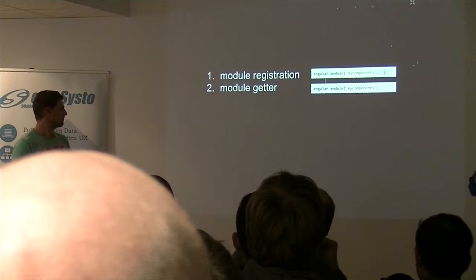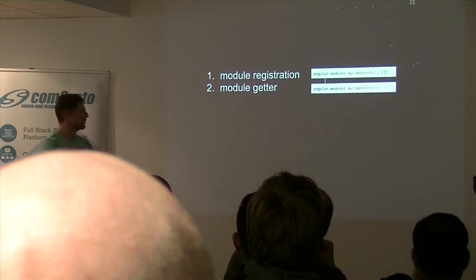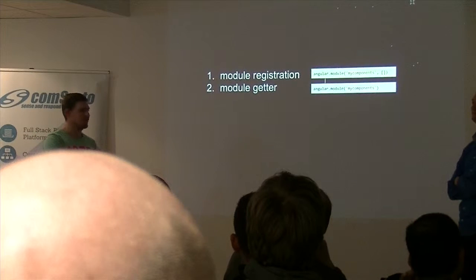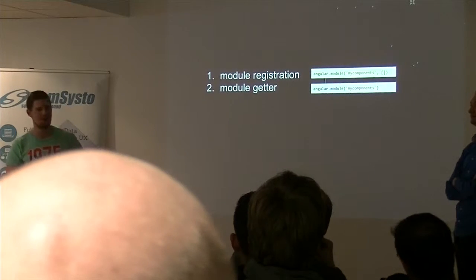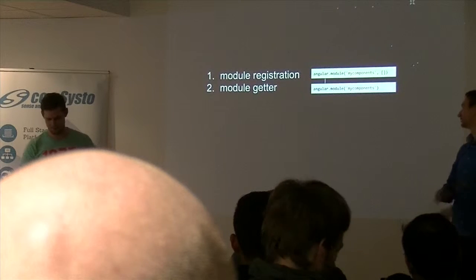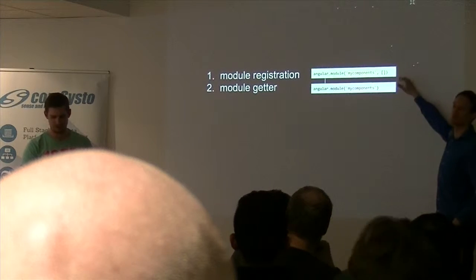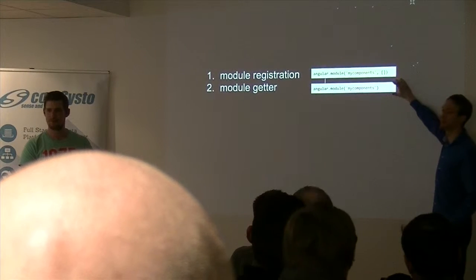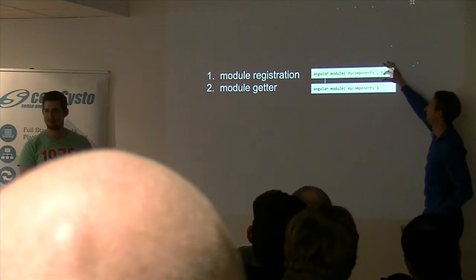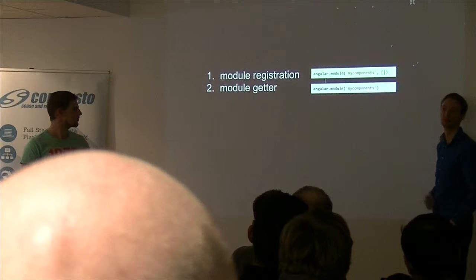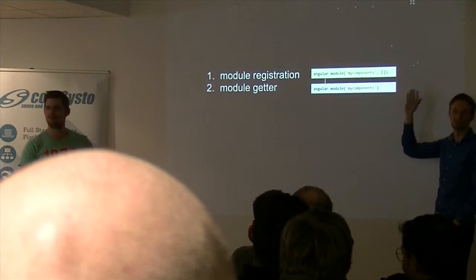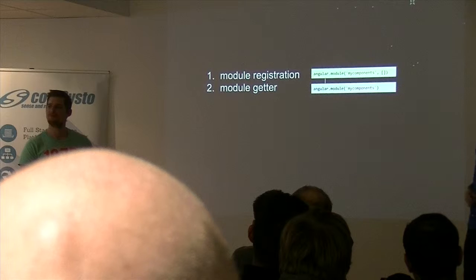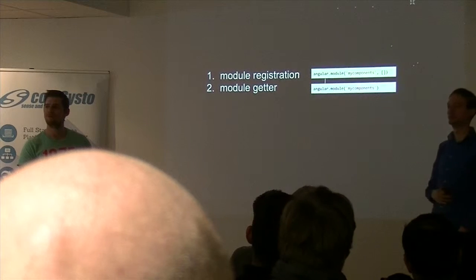So the order has to be: first the module registration, and after the registration, you can use it with a getter. Who of you finds this unknown? This differentiation in Angular between the getter, and if there are these braces, it's a registration. Who doesn't know it, or is it new? Okay, so all of you know this. That's good.